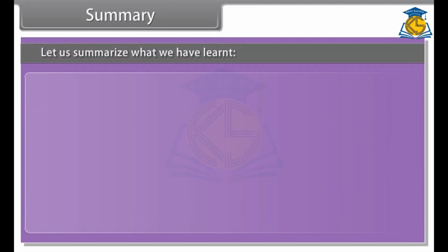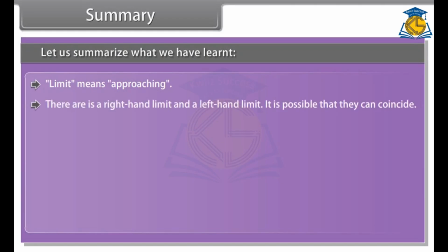Summary. Let us summarize what we have learned. Limit means approaching. There is a right-hand limit and a left-hand limit. It is possible that they can coincide.